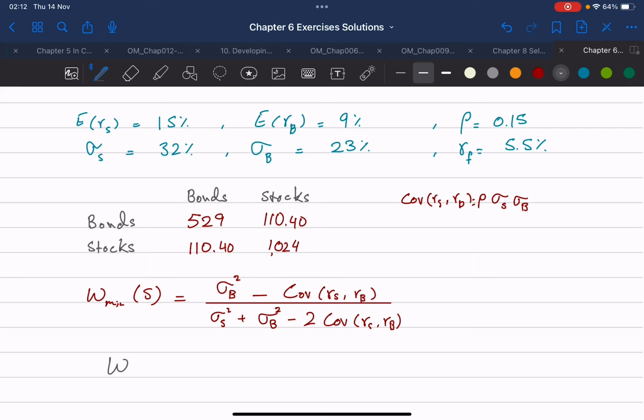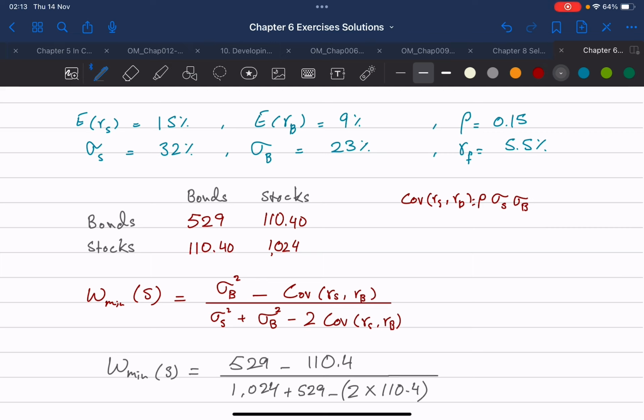So the weight of the stock fund in the minimum variance portfolio is going to equal 529 minus 110.4 over 1024 plus 529 minus 2 multiplied by 110.4. Okay.